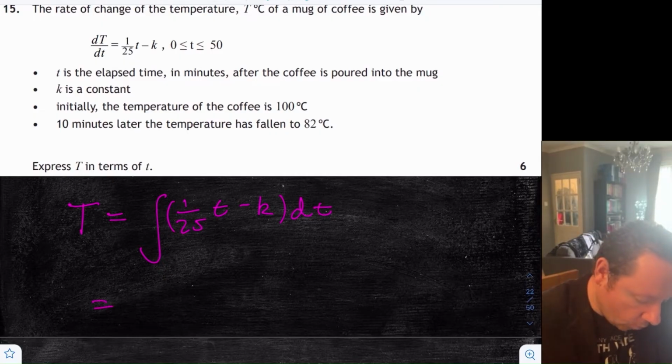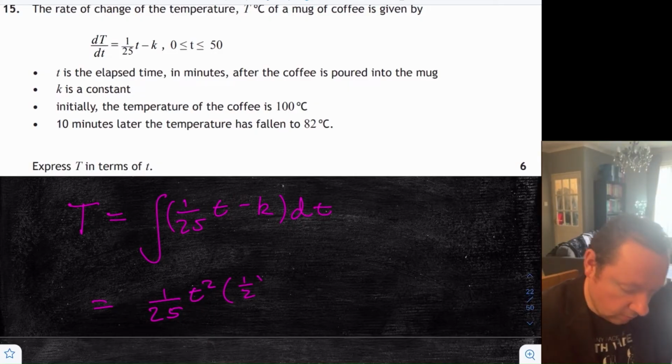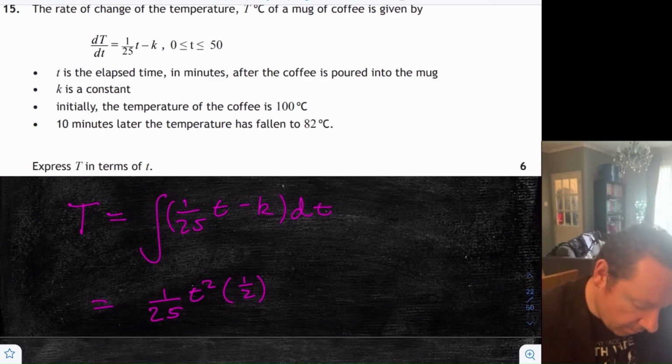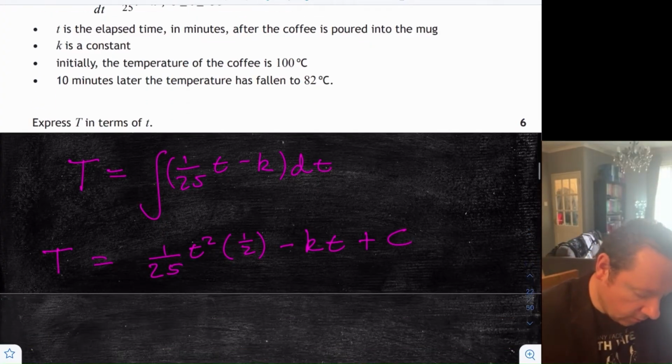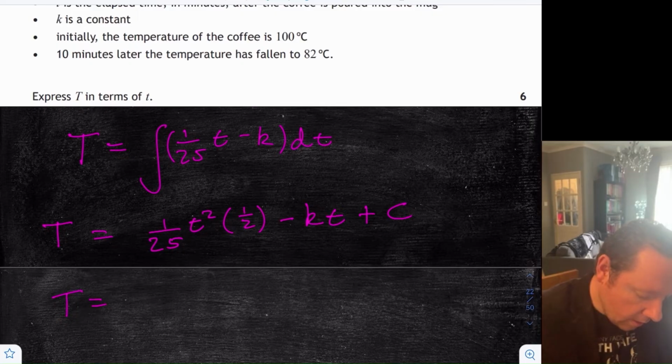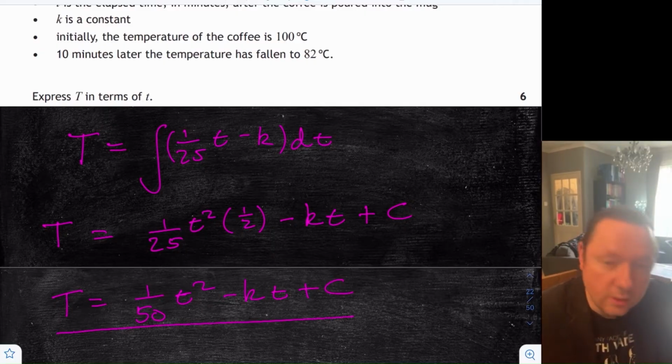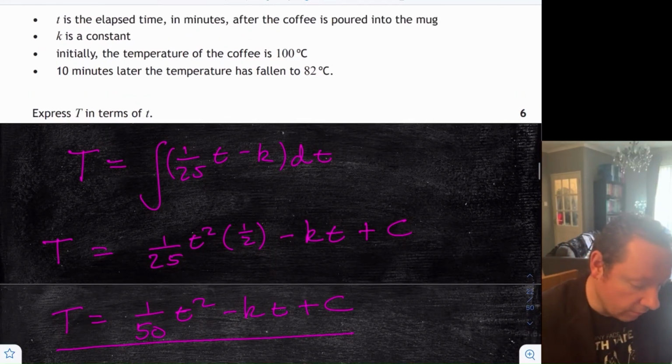So we get 1 over 25 t squared, and then we times by a half because we divide by 2, and then minus k times t, but then we've also got plus c. So there is our integral. Let's just tidy that up. Dividing by a half, we get 1 over 50 t squared minus kt plus c. So there's our initial step, but then we need to eliminate that c, but luckily we're given some information.